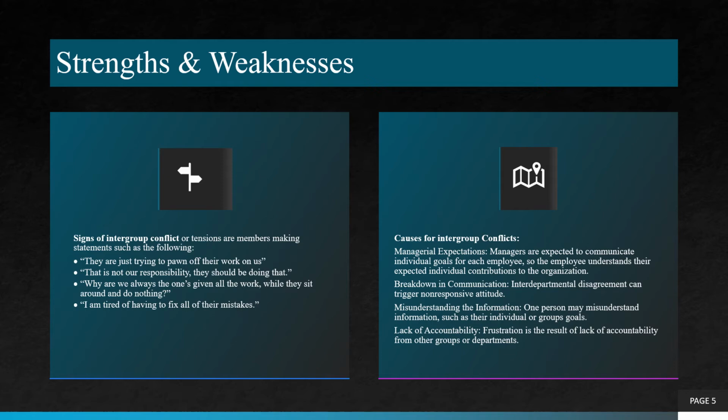Causes for intergroup conflict. Managerial expectations. Managers are expected to communicate individual goals for each employee, so the employee understands their expected individual contributions to the organization. Breakdown in communication. Interdepartmental disagreement can trigger non-responsive attitude. Misunderstanding the information. One person may misunderstand information, such as their individual or group goals. Lack of accountability. Frustration is the result of lack of accountability from other groups or departments.